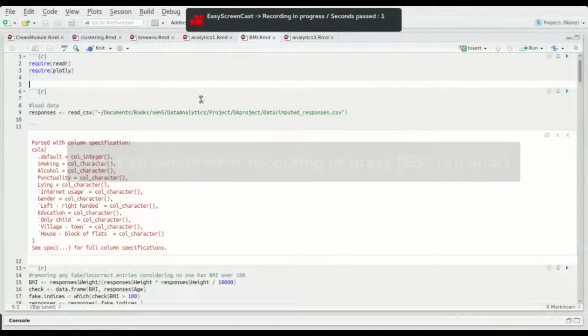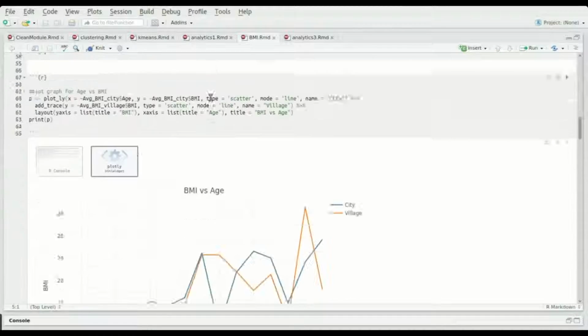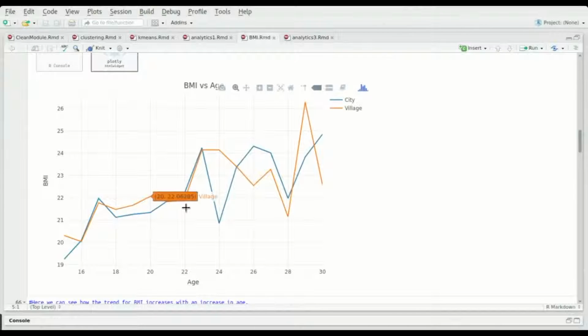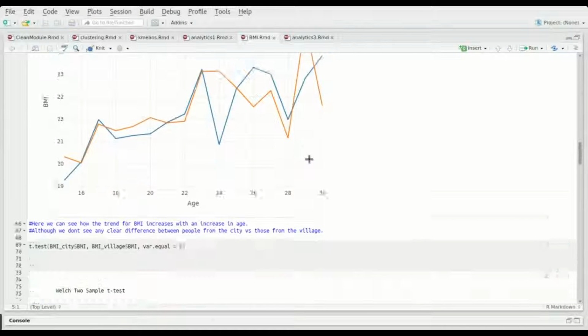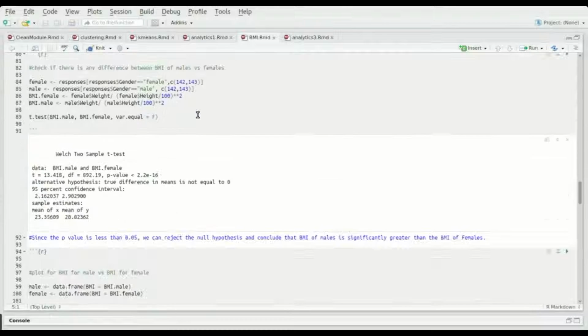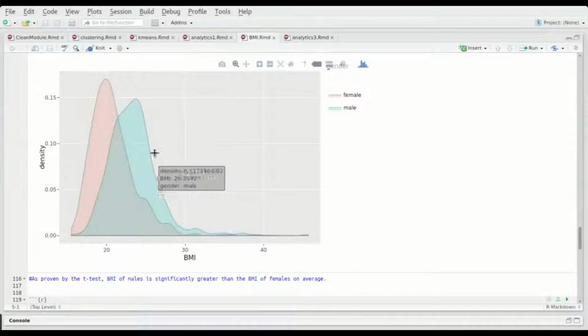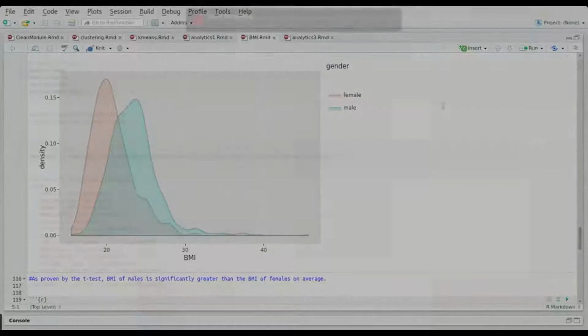In this subproblem, we look at the trend of BMI with age. For the first analysis, we plot the trend of BMI with age for city and village people, and as observed, the trend increases with age, but there is not much difference seen between city and village people. We also prove this result using the t-test. After this, we plot the same thing for male and female groups, and we see that there is a rapid increase in BMI for males compared to females.